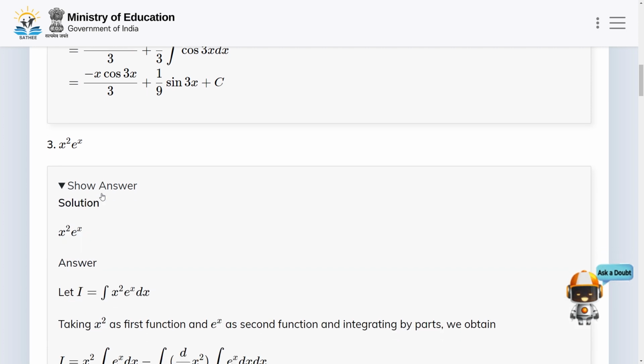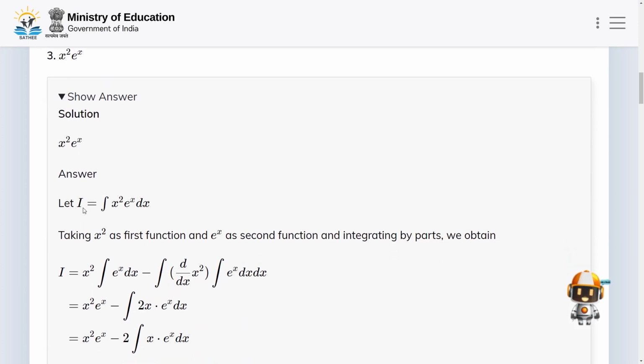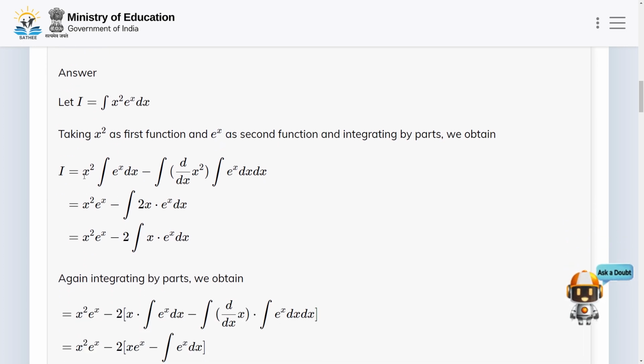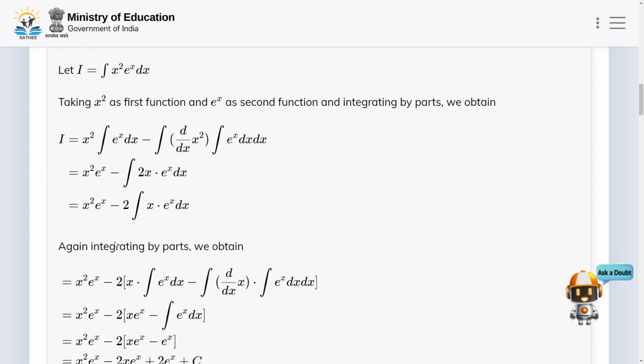Okay, the third problem. Capital I will be the integration of x square e^x dx. x square will be our first function, e^x will be our second function. So I is equal to x square times the integration of e^x dx minus the integration of the derivative of the first times the integration of the second. This gives you x square e^x minus 2x multiplied with e^x, that is, x square e^x minus 2 times the integration of x e^x. Now apply integration by parts here again.